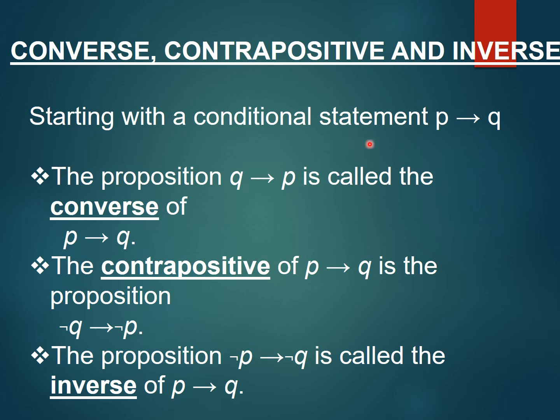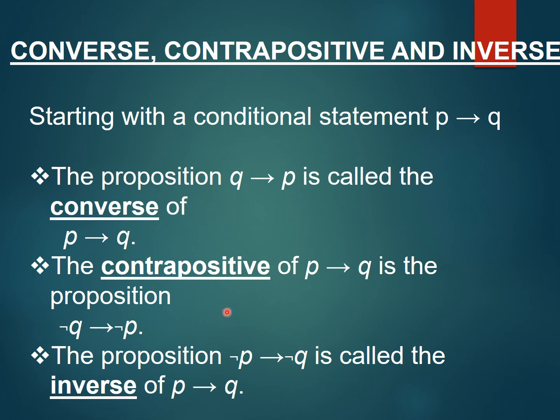Starting with the conditional statement P implies Q, the proposition Q implies P is called the converse of P implies Q. In this, we change the order of the given conditional statement, so that instead of P, Q here, and instead of Q, P here. The contrapositive of P implies Q is the proposition not Q implies not P. If you observe, it is the not of the converse. Meaning if you just apply not on the converse statement, you get the contrapositive.